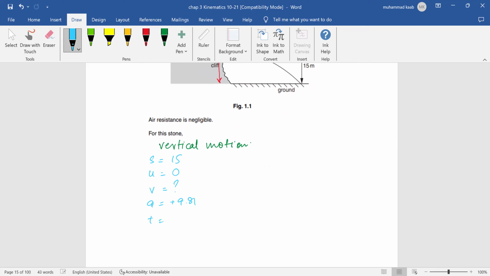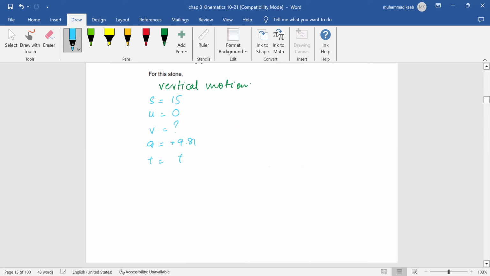And the time is what we are interested in. What equation do we use? You can use s equals ut plus half at squared.